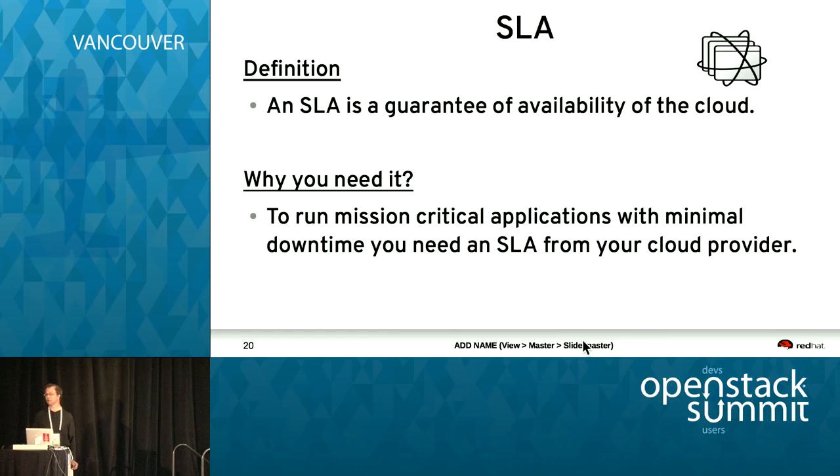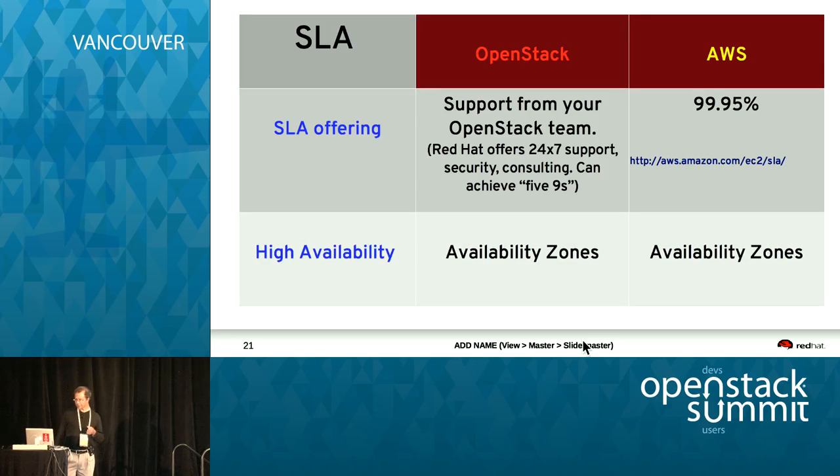So an SLA. An SLA is a service level agreement. It's a guarantee of availability of the cloud. So why do you need it? Well, if you're running mission critical apps, you want to know that the cloud is there. And how do you account for downtime? What happens when your users complain? You're providing a service to the users, it should be up. So AWS in their SLA advertised 99.95%.